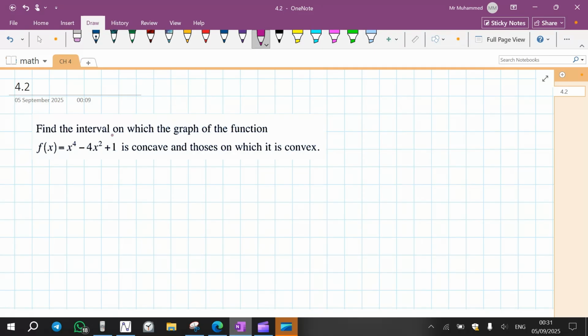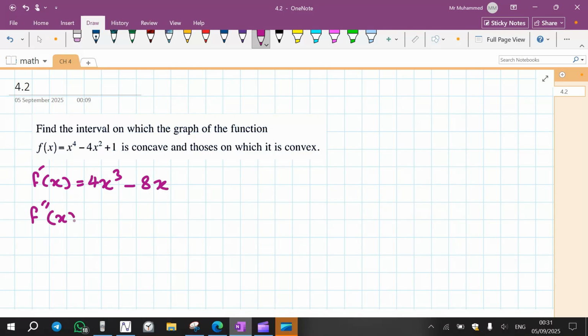All right. The question says find the interval on which the function is concave or convex. Since it's talking about concave and convex, I know I need to find the second derivative. In order to find the second derivative, we begin with the first derivative. F prime x is 4x power 3 minus 2 times 4 is 8x, and the derivative of 1 is 0.